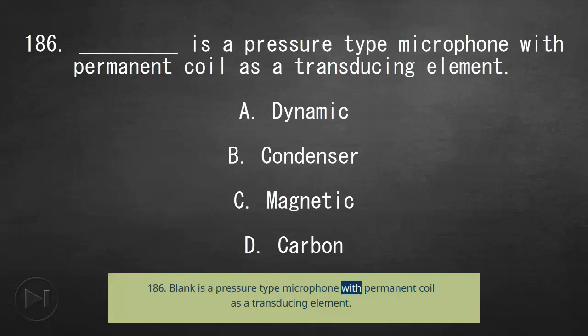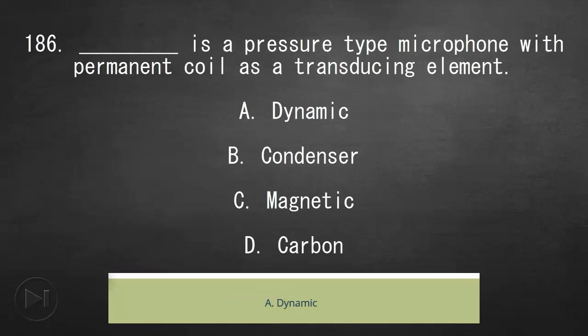186. Blank is a pressure type microphone with permanent coil as a transducing element. A. Dynamic. B. Condenser. C. Magnetic. D. Carbon. Answer, A. Dynamic.